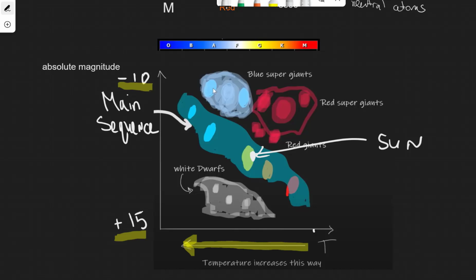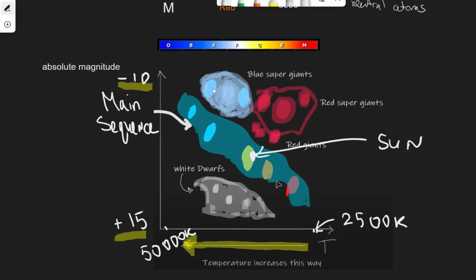We need to remember the ranges of the scale, so it'll go somewhere from around 50,000 or so Kelvin up to M on the scale, so that'll be, what, around 2,500 Kelvin.